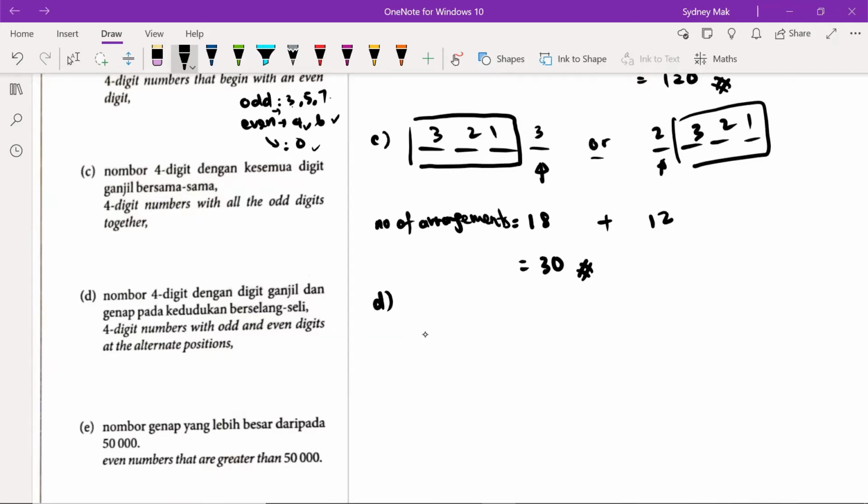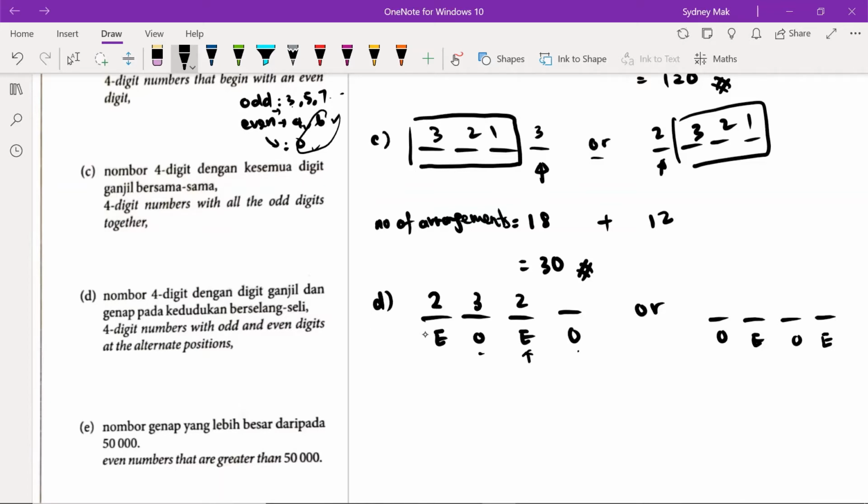All right, for part D. For part D, we have 4-digit numbers with odd and even digits at alternate positions. So 1, 2, 3, 4. If we start with an even digit, then this will be odd, this is even, this is odd. Or we start with odd, followed by even, odd, even. For the even digits, we choose from 4 and 6, so we have only two choices here. And then the even digit here, 0 also goes in, so two choices here, because one of the 4 or 6 has already gone into the first empty space. So we're left with 2 that form the even digits. And therefore, the odd digits will be 3 choices, followed by 2 choices here.